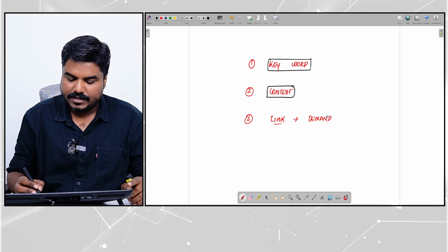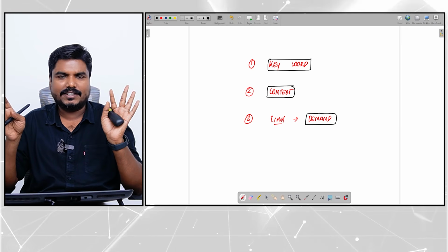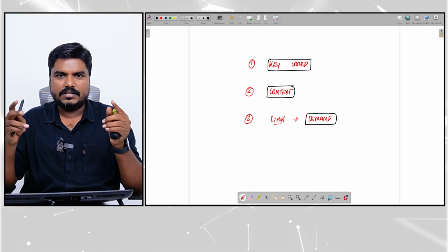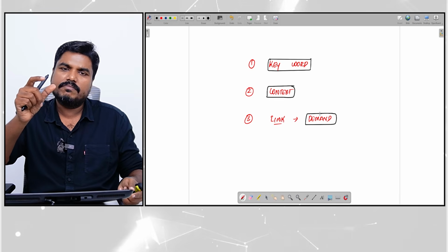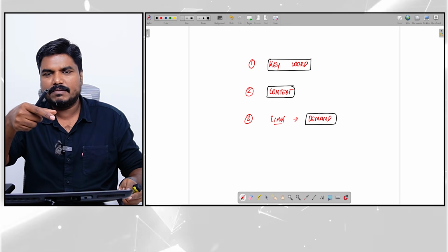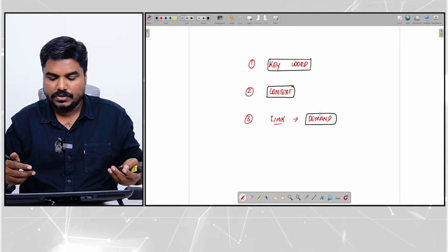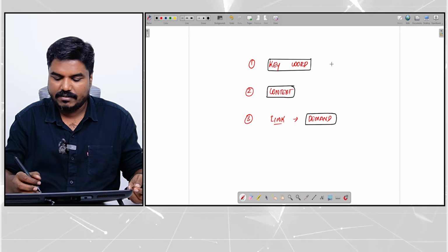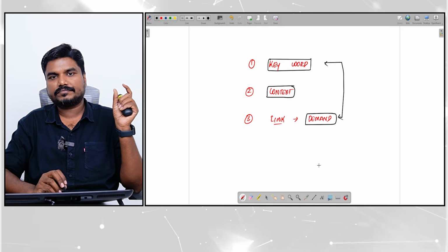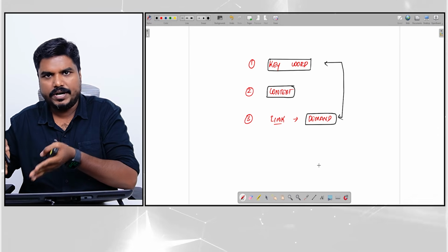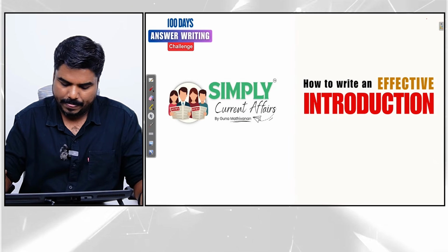Next, link it with the demand. The demand will be mentioned in the question directly or indirectly. For example, the keyword might be linked with challenges, with solutions, or with significance, whatever. So you find out the demand and link the keyword with the demand. All these things have to be done in the introduction. Now let me go into the question. I will explain these 3 steps in the question so that you will understand it well.